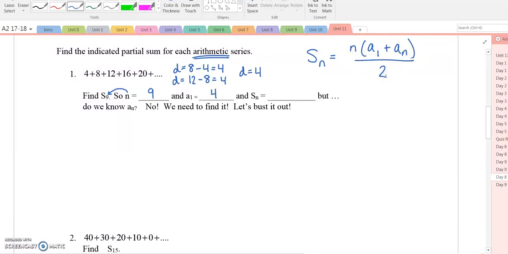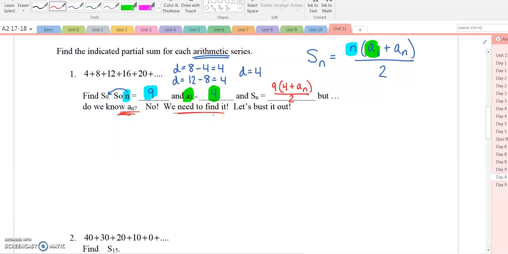Divided by 2. I know 2 pieces of this. I know n is 9, and I know a sub 1 is 4. So the only thing left is to figure out what a sub n is, which I don't know. So right now I have S sub n is going to equal n, so 9 times 4 plus a sub n divided by 2. But, like we said, we don't know a sub n. So that means we need to find it.